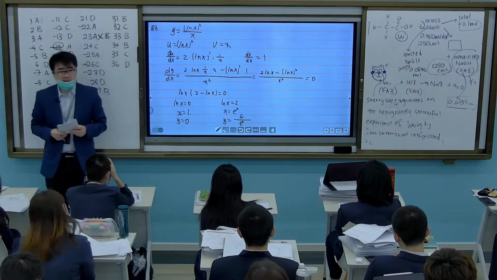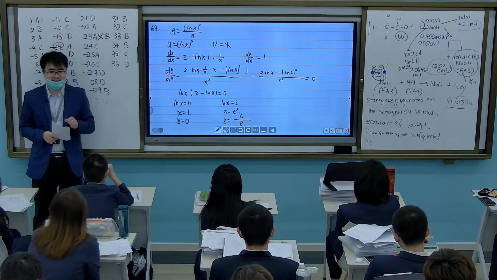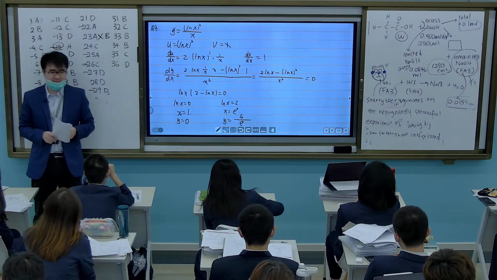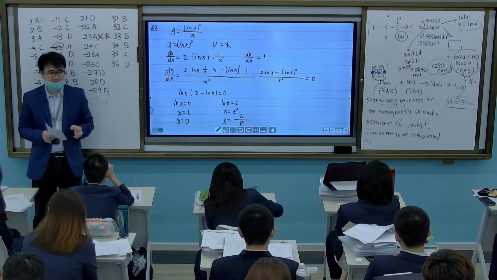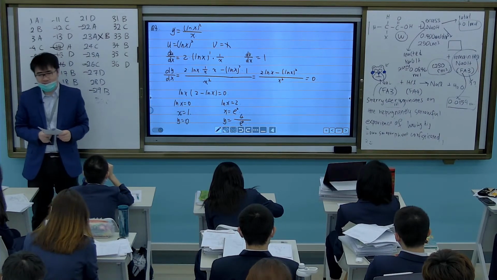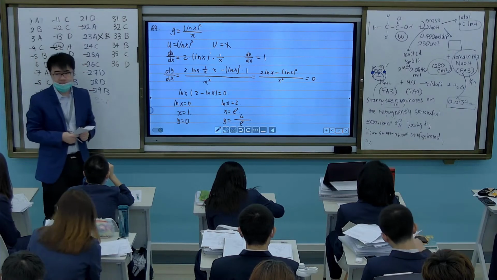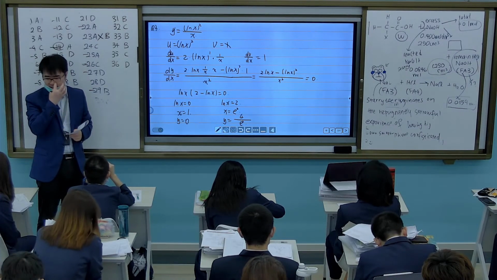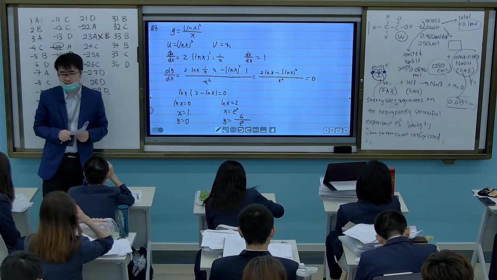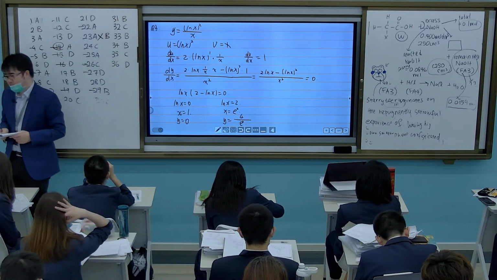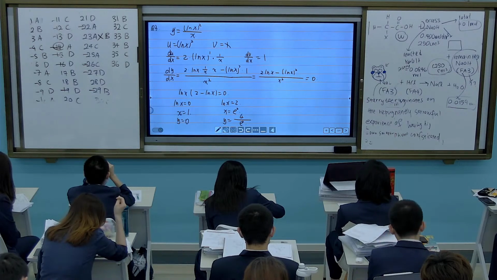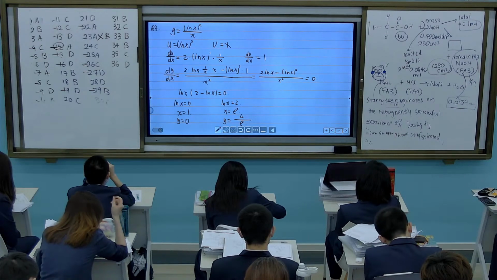Okay. Again, please do not eliminate ln x. Take it out, okay? The reason is you cannot guarantee that x is not 0, or that ln x is not 0.